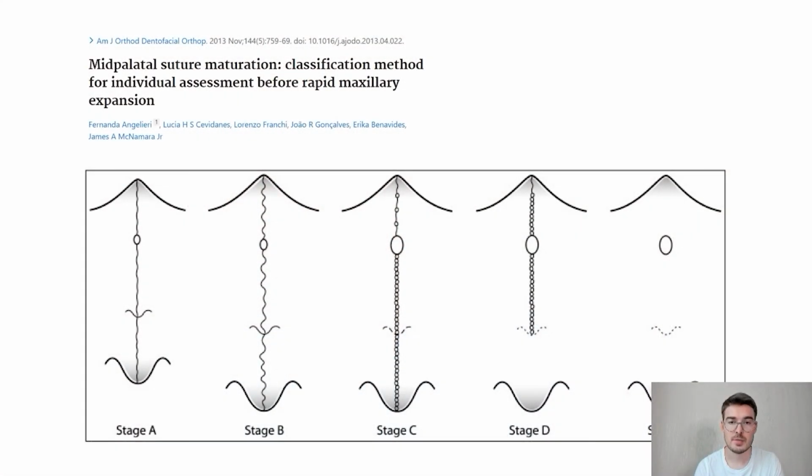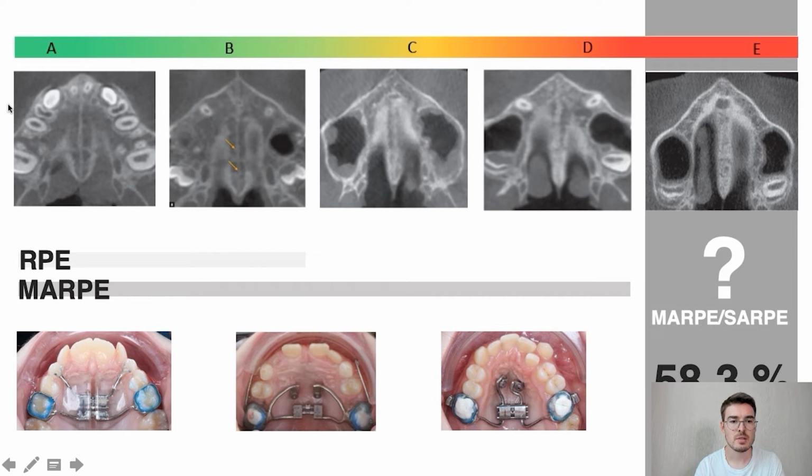A well-known study on the assessment of the mid-palatine suture is the McNamara study. This study proposed a classification for the maturation stages of the median palatal suture. Look at the screen now. Here you can see the table that I made with ABCD stages. Let's see what stages are best for Marpe.